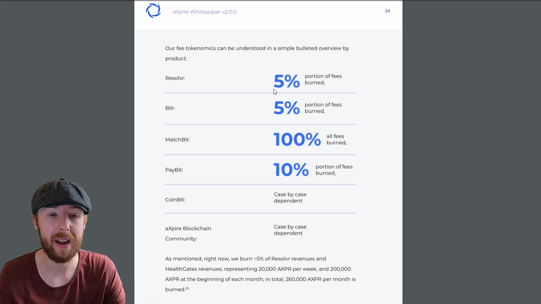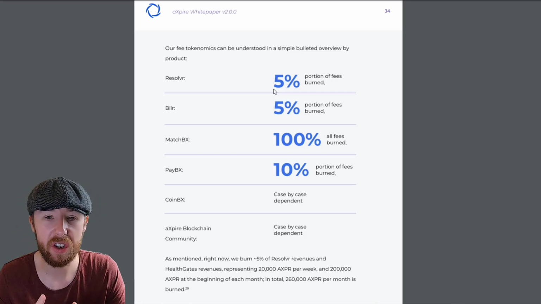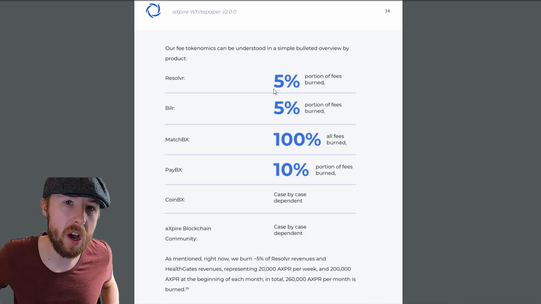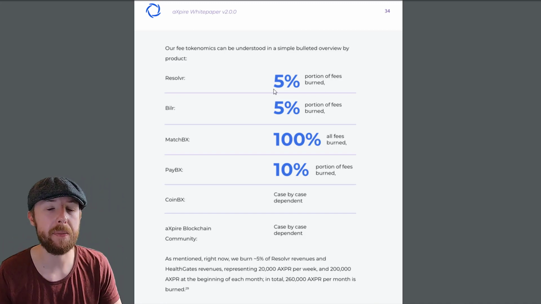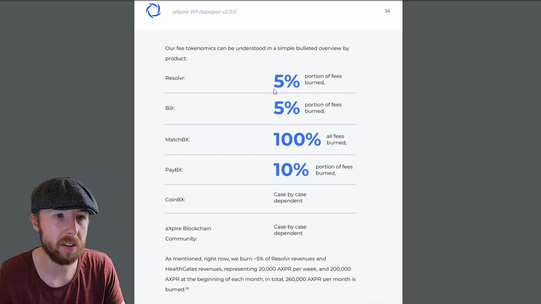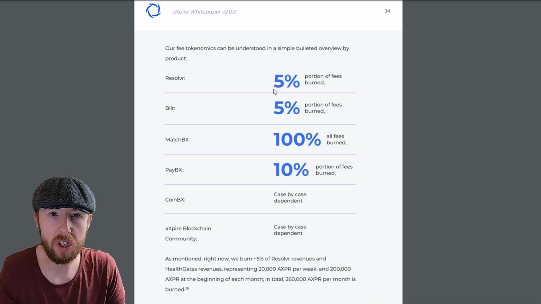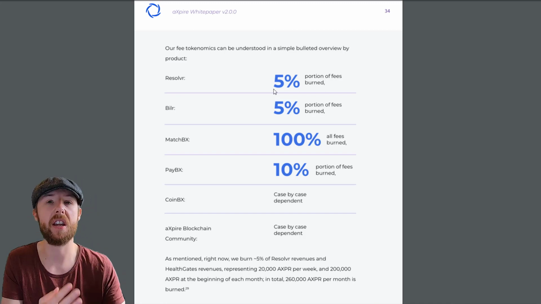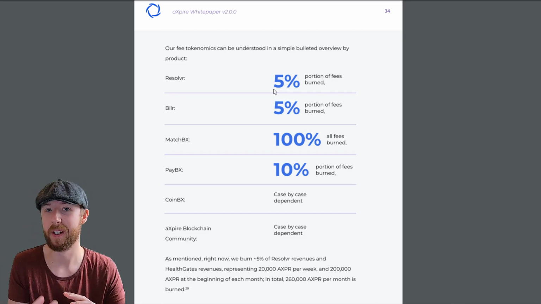MatchBX, though, is 100%, and PayBX is 10%. So there are a lot of fees that could be burnt off. And it will not surprise me if a couple hundred thousand every week in the future will be coming off. Now, obviously, they'll have to change that as the token price goes up, okay?